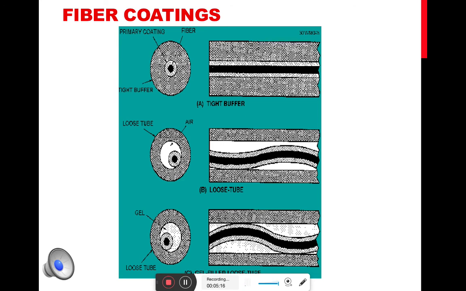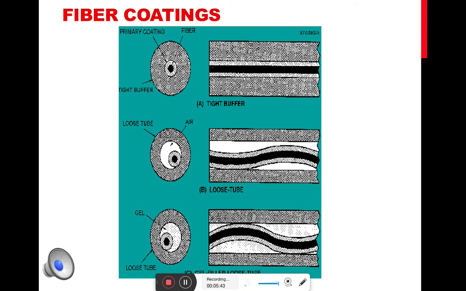Sometimes we give a primary coating, sometimes we give both primary and secondary coating, depending upon our application of the optical fiber and what type of protection we are expecting for the fiber. So we have a fiber, we have a primary coating. On top of the primary coating we give the buffer. Buffer is a material that provides additional mechanical protection to our optical fiber. Since it is fitted tightly to our fiber, it is called tight buffer.